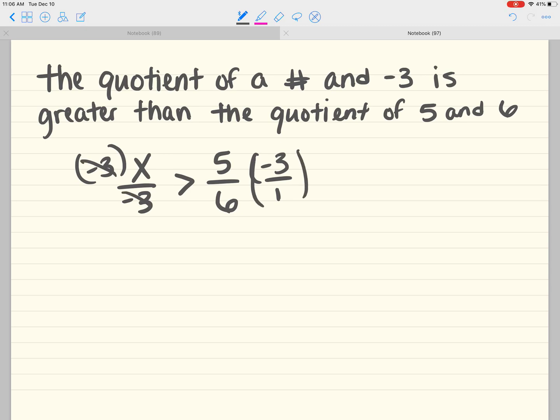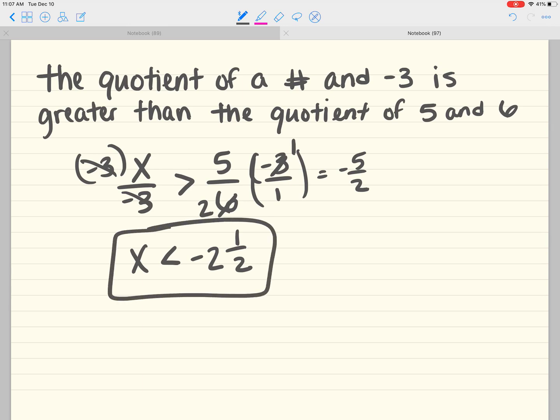Okay, so that cancels. Lucas, what did I just do on both sides? Multiplied by a negative. So that means to do what? You can flip the inequality. Thanks, Lucas. Okay, what is 5 over 6 times negative 3 over 1? Negative 5 over 2. What is that as a mixed number? Negative 2 and a half. Everybody okay with that? All right, last one.